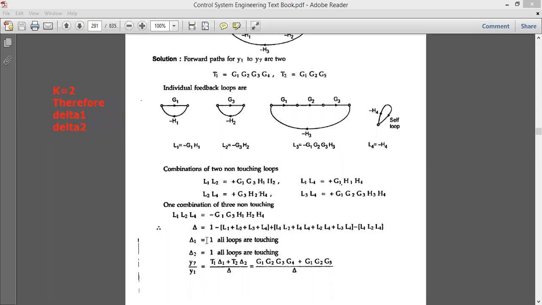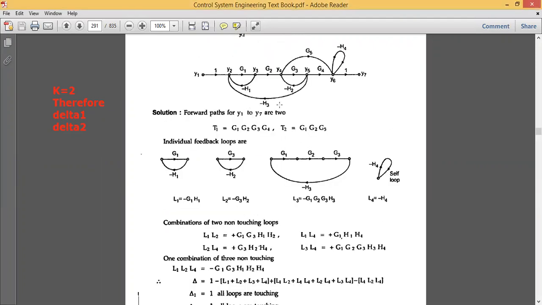How to calculate these deltas is more important. In the previous class lecture, we saw how to find the value of deltas. To find the value of delta here, you should see which loops are touching that particular forward path. What is the forward path with respect to delta 1? That is T1, my first forward path. To this forward path, check whether any loop is touching that particular forward path.